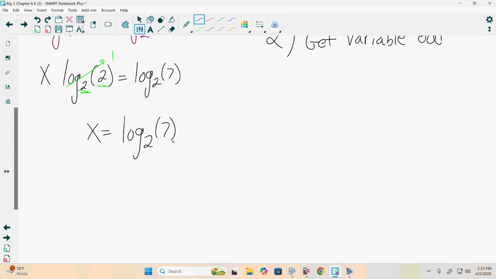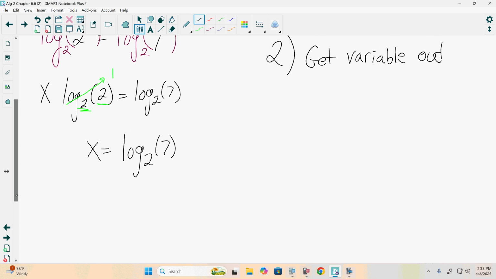Questions on this here? You ready for step number 3? Solve for x, solve for the variable. We want to get the variable by itself. Well, there's a variable by itself for this one here.